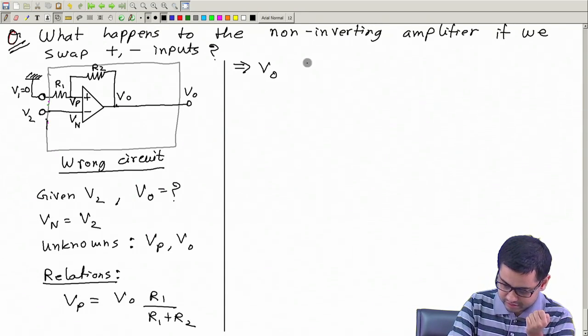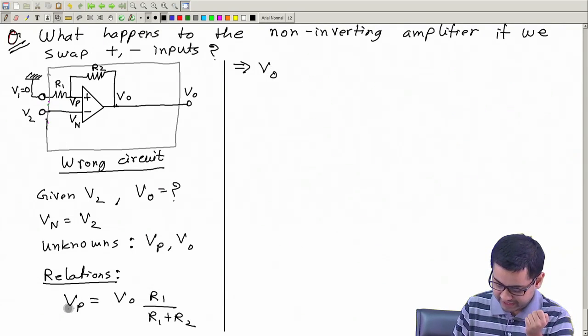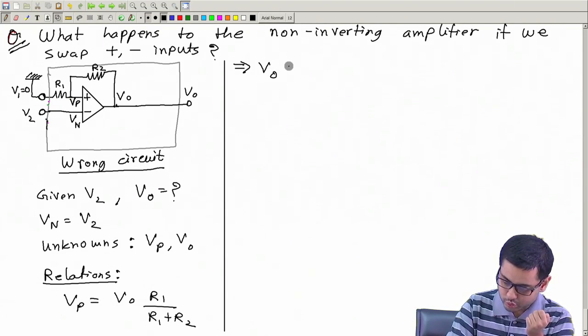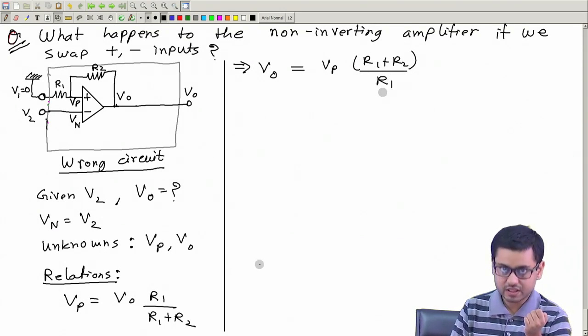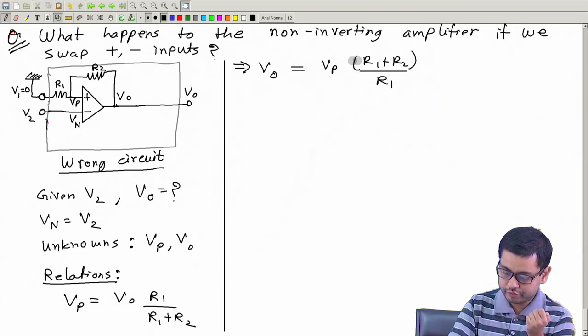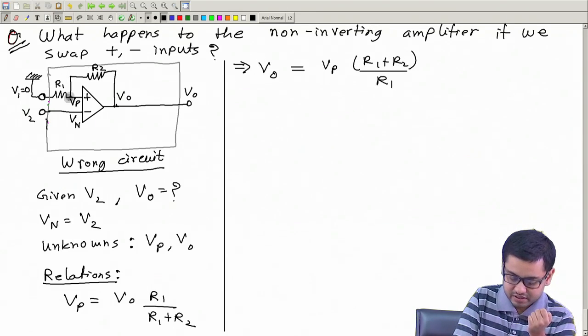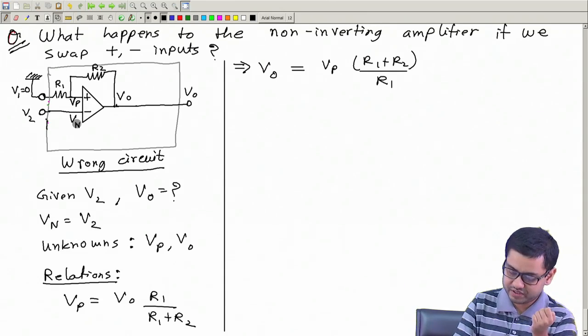because we will draw VO along the y-axis, Vp along the x-axis. So let's write this in terms of VO. This will become Vp multiplied by (R1 plus R2) by R1. This relationship is the same no matter whether we have these plus minus symbols correct or wrong. This is because this is from the external circuit.